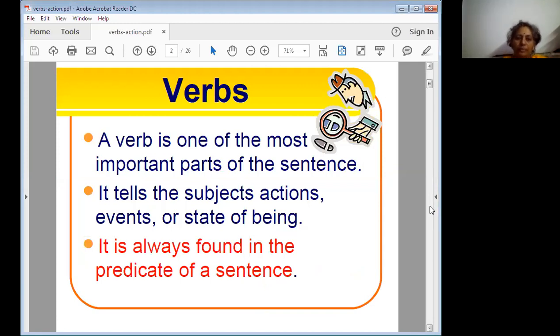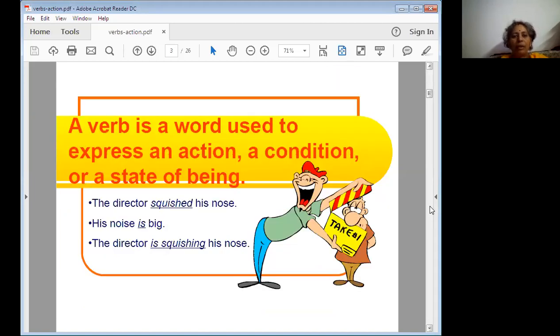What is a verb? A verb is one of the most important parts of the sentence. It tells the subject's actions, events, or state of being. It is always found in the predicate of a sentence. A verb is a word used to express an action, a condition, or a state of being. Here there are three examples.